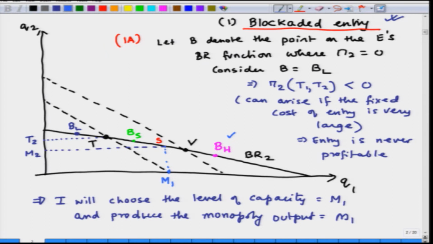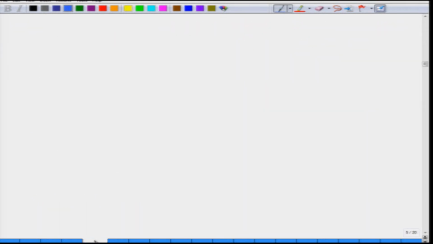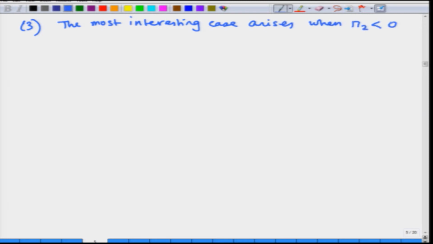The most interesting case arises when the B lies between S and V. So, let us analyze that case now. So, let us call it case 3. The most interesting case arises when pi 2 is greater than 0 at M2, but pi 2 is less than 0 at V2, right.